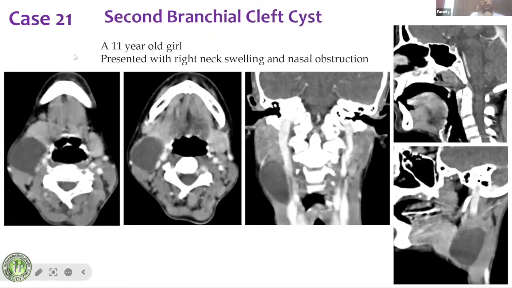This is again a cystic lesion. It is an 11-year-old child presented with right neck swelling and nasal obstruction. So this is a very benign appearing thin wall cystic lesion. When you find this type of cystic lesion close to the carotid vessel, always look for the location. It is located posterior to the submandibular gland, anterior to the sternocleidomastoid muscle, and superficial to the carotid. This location is very characteristic of a second branchial cleft cyst, and it is the most common lateral cystic mass in the pediatric age group.